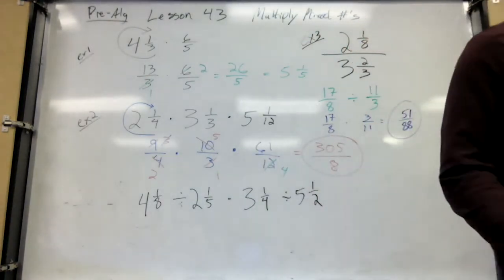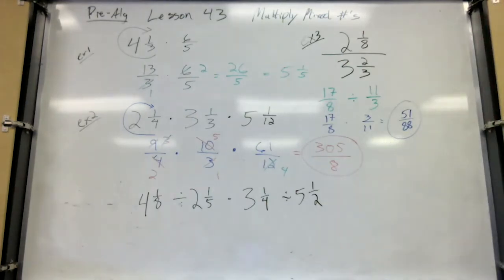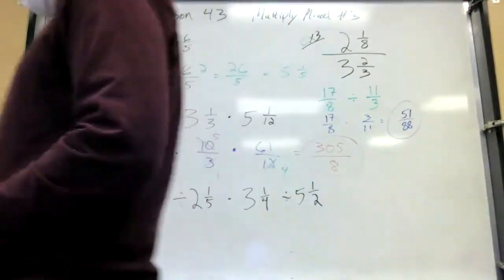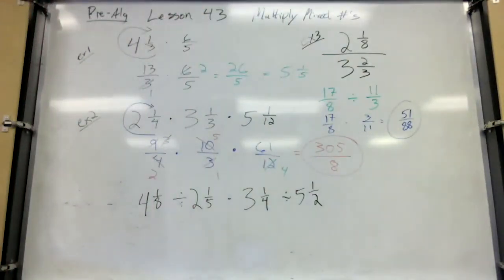Wait, which one would I do the reciprocal for? Good question. Okay, so geometry. If you get this first, you get a free problem set. If you get it wrong, you can still try to get it first if no one else has gotten it before you. So 4 1/8 divided by 2 1/5 times 3 1/4 divided by 5 1/12. Yes, I agree with you.